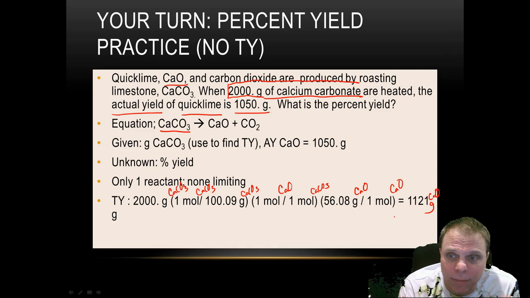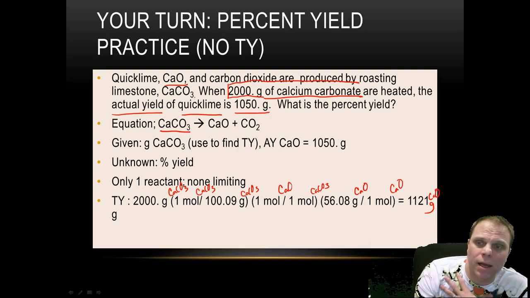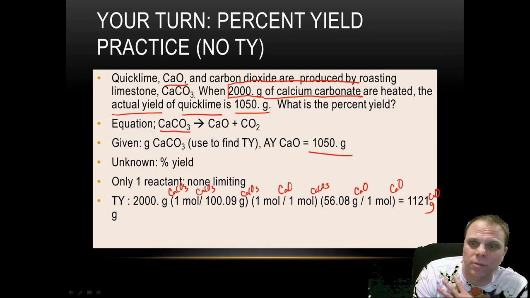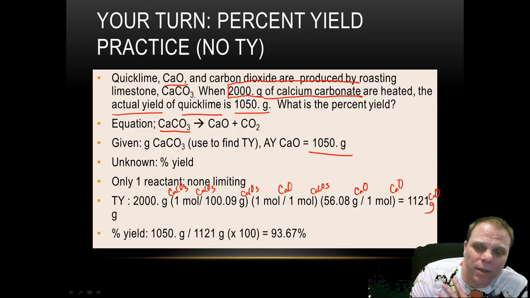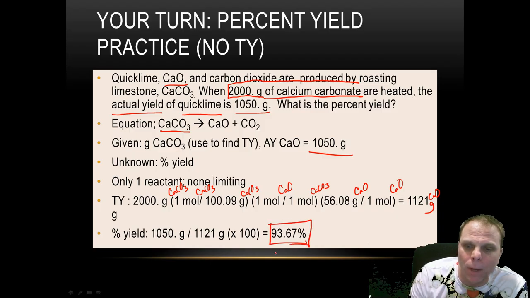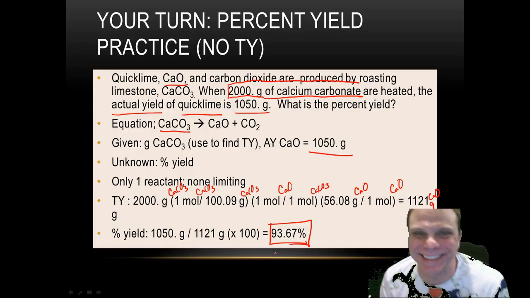Now that, my friends, is not the same as the actual yield. Here was our actual yield, right? And so now we've got to figure out our percent yield. This is what you did. And you came up with 93.67% as our percent yield. Boom. Shakalaka. Got it? All right.